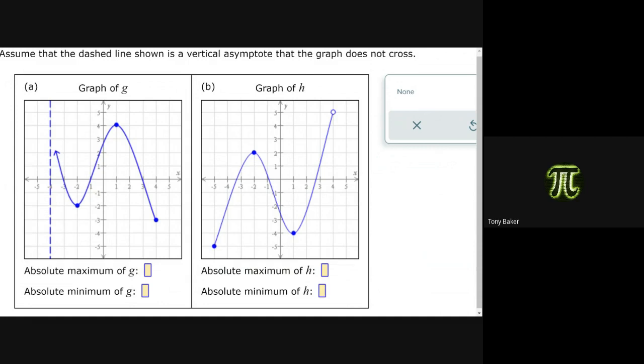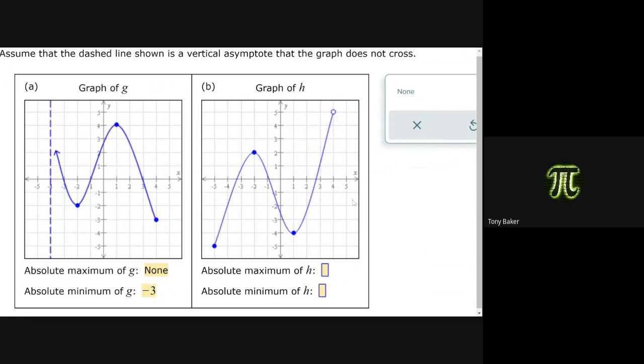The first graph, A. What's the absolute maximum of this graph? None. You actually have to press the button for none. You can't actually type none. What's the absolute minimum for this one? -3. This dashed line is an asymptote. The line keeps going up. It never touches that line, but it keeps going up. So there is no absolute max in this problem.